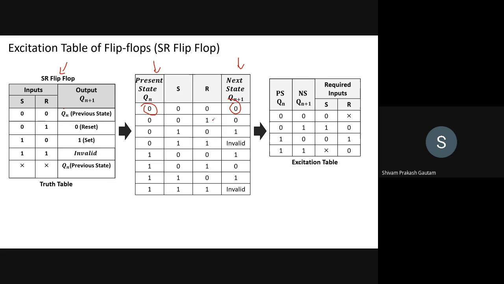When reset is 1, it will reset itself. Output will be 0 irrespective of the previous state. When set is 1, the flip-flop will set itself irrespective of the previous output. When both are 1, this will be don't care or invalid state. When both are 0, past state is equal to future state. When reset is 1, it will reset itself irrespective of the past state. When set is 1, it will set itself irrespective of the past state. When both are 1, it will be invalid.